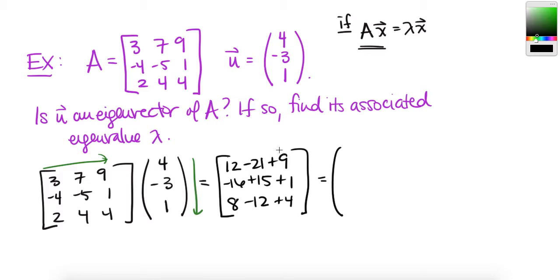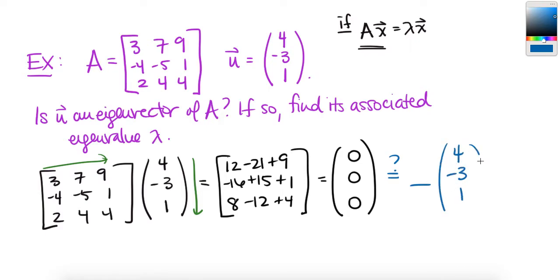So let's see, 9 and 12 is 21, minus 21 is 0. 15 and 1 is 16, and negative 16 is 0. 8 and 4 is 12, and negative 12 is 0. Okay, so we got 0 out of this, and what we're wondering is, can we write this as a scalar times our original vector?